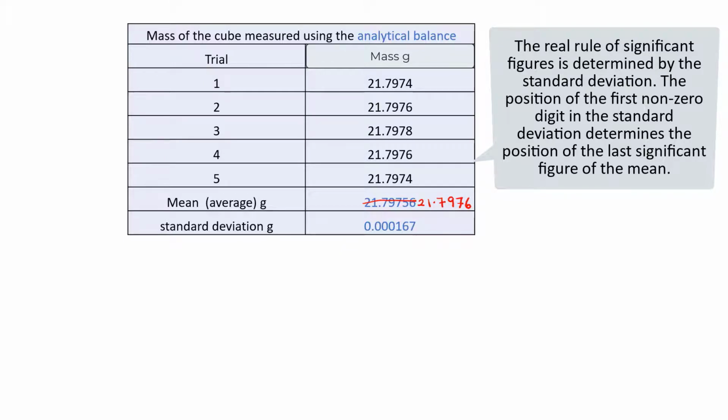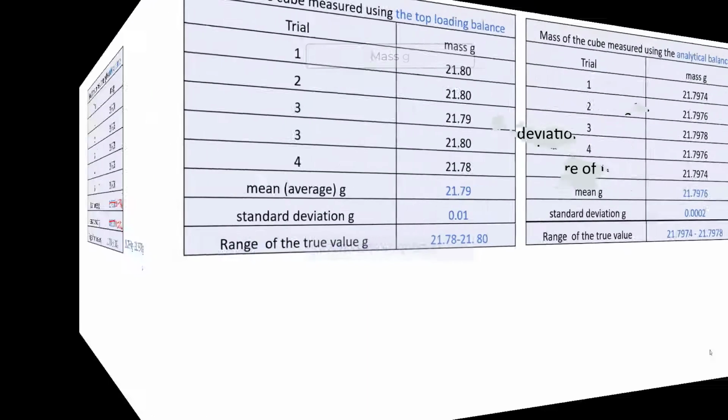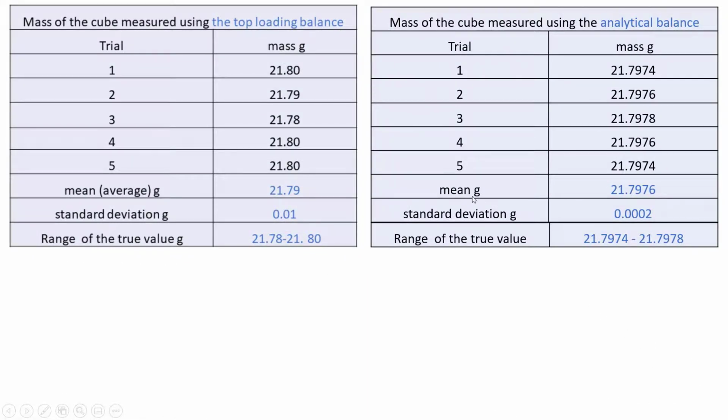This understanding also answers the popular question about the number of significant figures one should keep for the standard deviation. We pick the first non-zero digit of the standard deviation. Here the uncertainty occurs at the fourth decimal place and we round it up to 0.0002. So we report our final result as 21.7976 plus or minus 0.0002 grams.